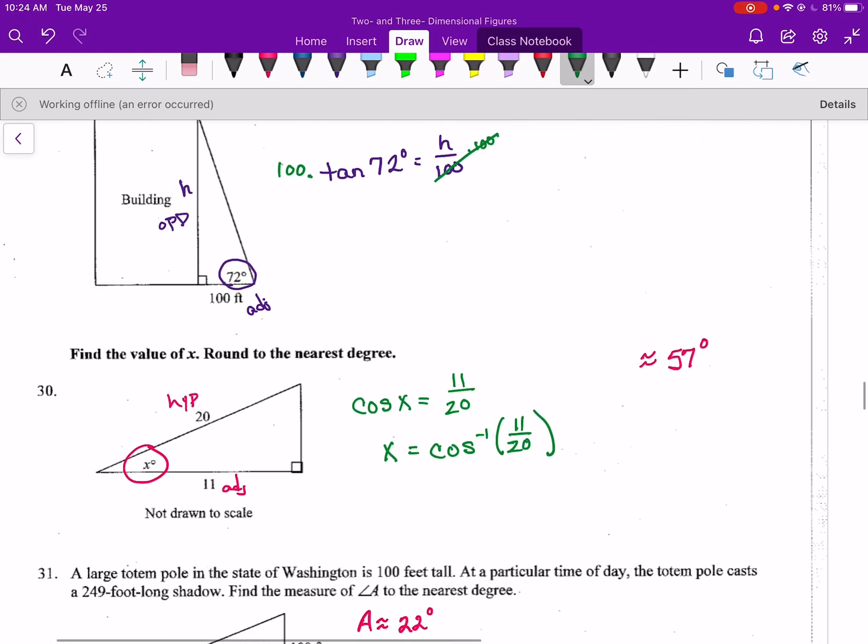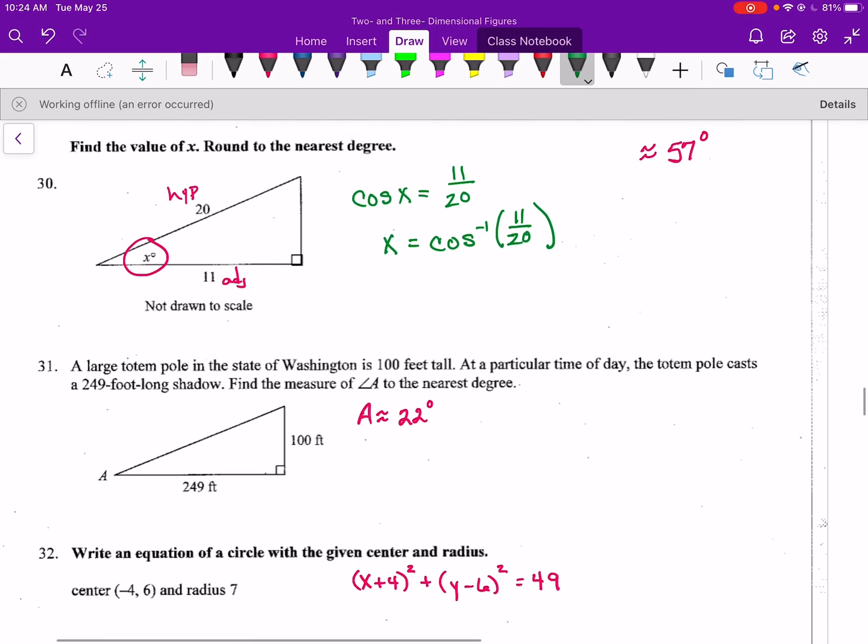Number 31 is a similar kind of problem. If you've already worked this out, the measure of angle A should be approximately 22 degrees. Let's see how to get that. Okay. Angle A is what we're looking for down here. You can call it angle A, you can call it X. The 100 is the opposite side. The 249 is the adjacent side. So we are looking at tangent. Tangent is opposite over adjacent.